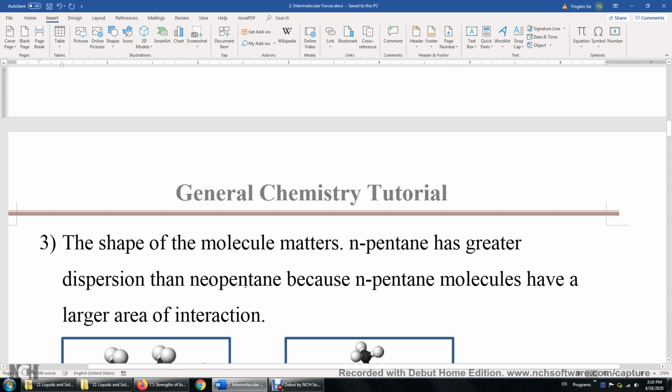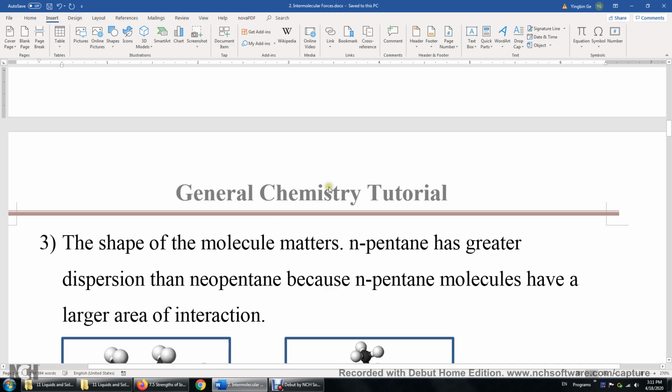So the shape and the size of the molecules matter. If you have carbon-20, hydrogen-42, it's bigger, and the contact area between such molecules is larger. What about the shape? Let's compare two molecules. One is called n-pentane, the other one is called neopentane. They both contain 5 carbon atoms and 12 hydrogen atoms. However, n-pentane has greater dispersion than neopentane.